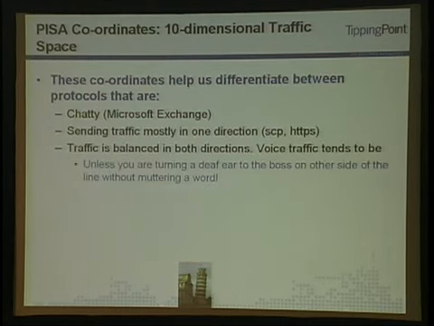Yes, and this is really interesting in that with these coordinates, we can differentiate between chatty protocols, Microsoft Exchange, NetBIOS, all that, because you're getting lots of very small packets very rapidly, or you're getting large packets more slowly. You're seeing things go in one direction, things like HTTPS. It's encrypted, we don't know what's in there, but obviously there's one side sending a lot more traffic than the other. Now, if traffic is balanced in both directions, that's going to be something like peer-to-peer, Skype or Kazaa, because you're basically swapping traffic back and forth between two peers, hence the incredibly clever name.